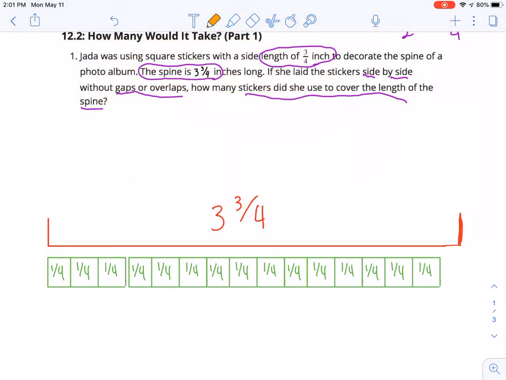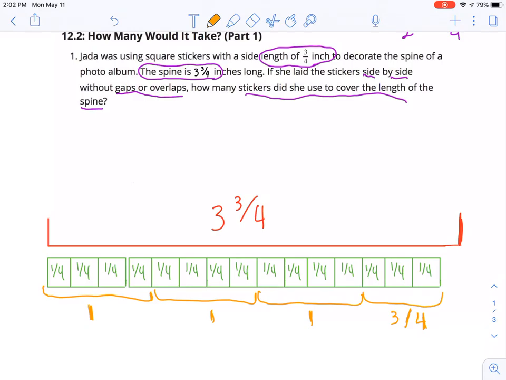All right, well, let's see. 1/4, 2/4, 3/4, 4/4. So how much is that? 1. Perfect. Let's do it again. 1/4, 2/4, 3/4, 4/4. That's another one. 1/4, 2/4, 3/4, 4/4. That's another one. And 1/4, 2/4, 3/4. So good. That gives us our 3/4.